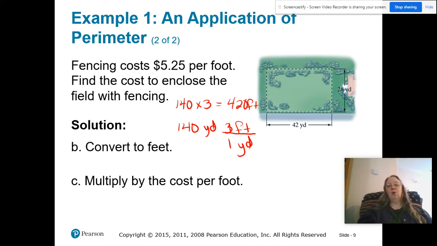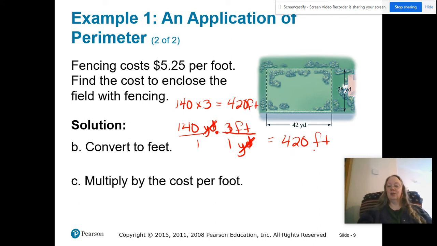So in order for me to be able to cancel this unit, I need my fraction here to have the yards in the denominator so that I can cancel my yards. Then I multiply these two fractions together and I end up with 420 feet. So either of these two ways will get you to the same answer.